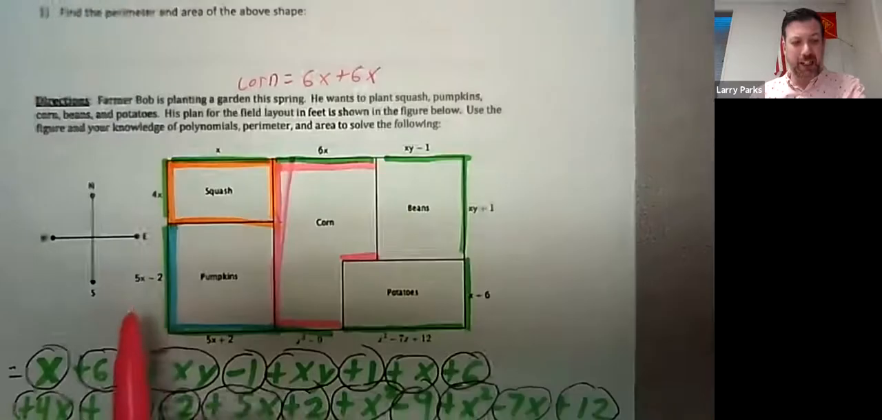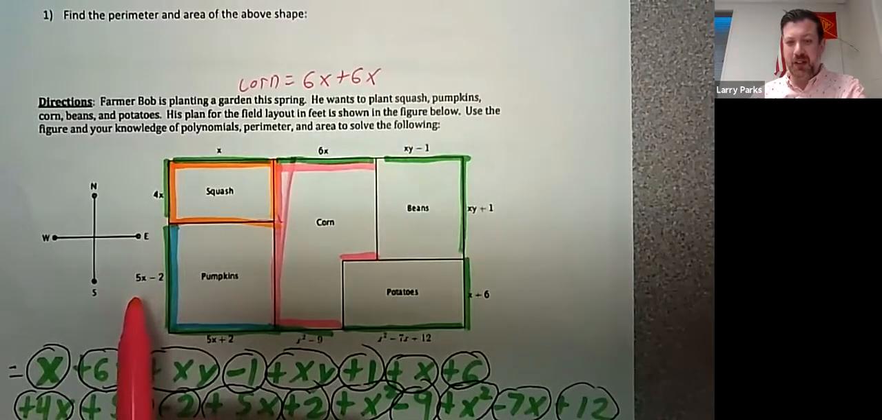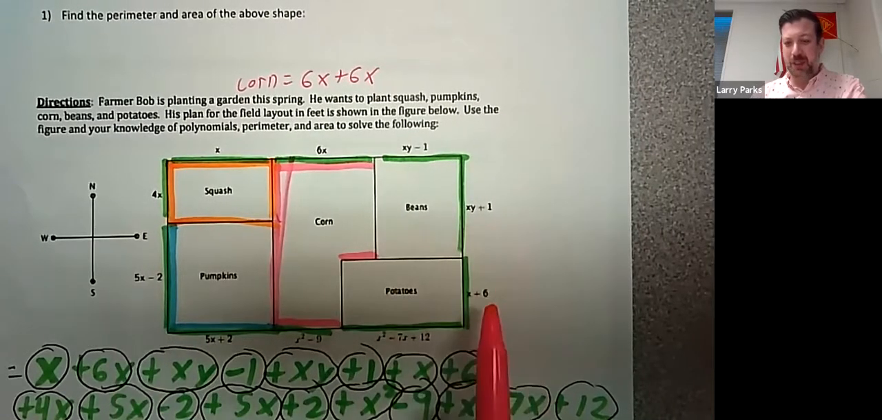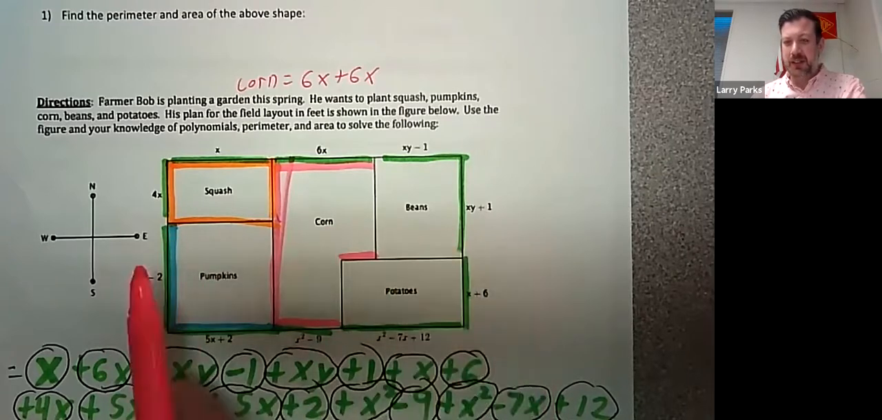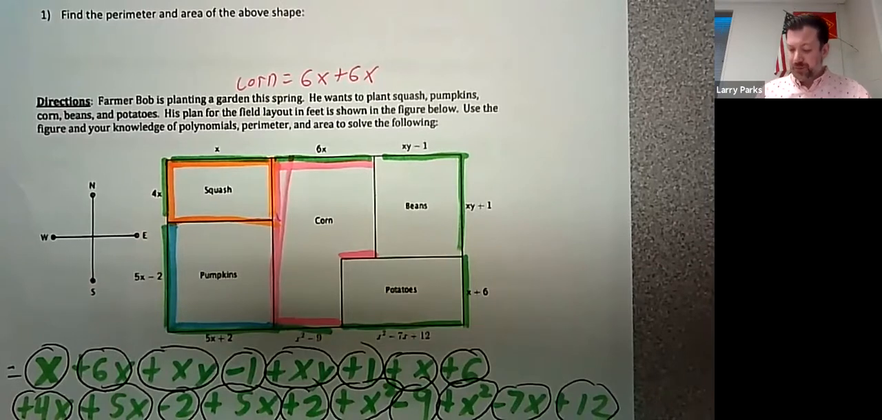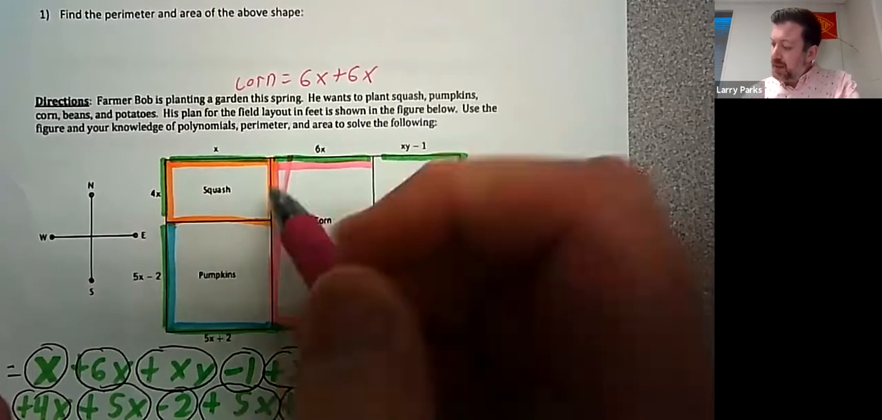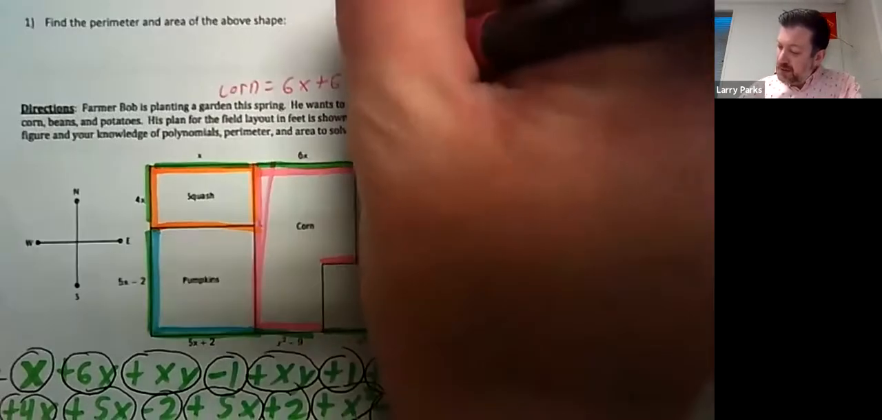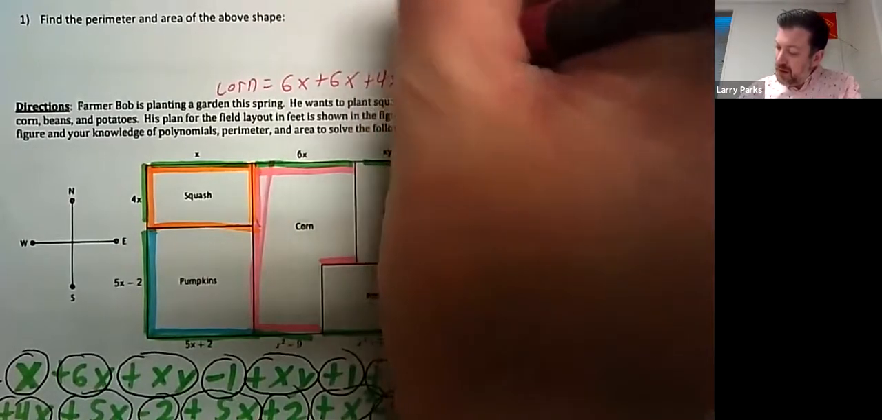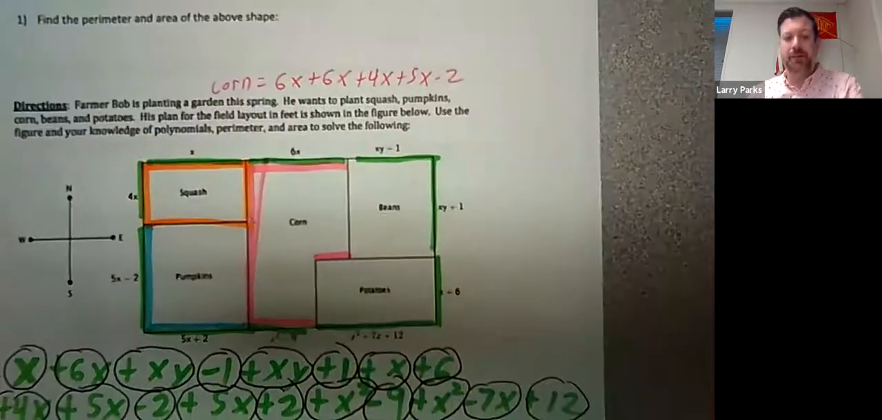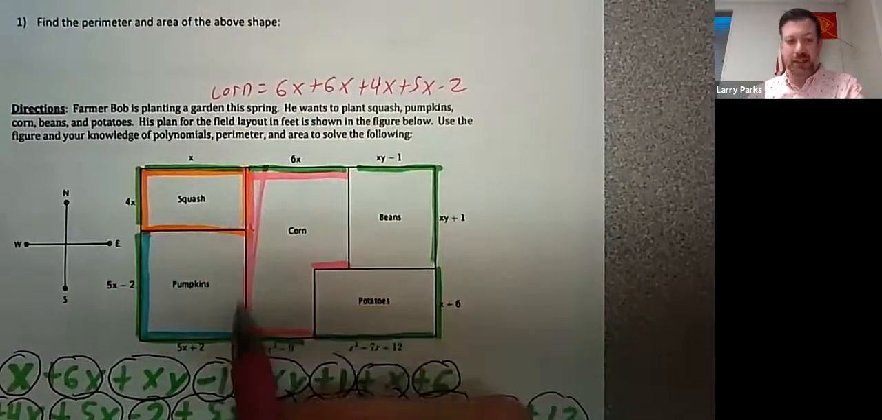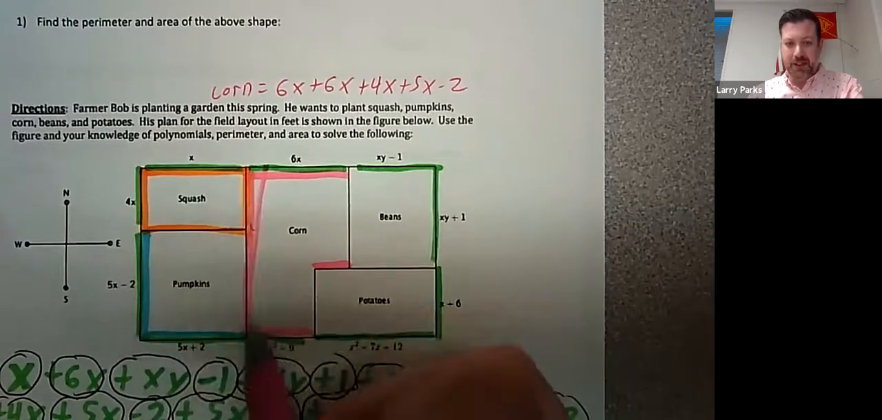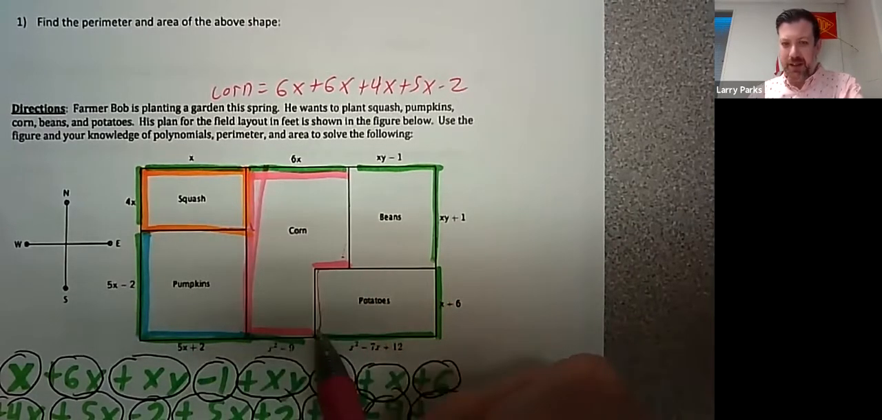do you go 4x plus 5x minus 2, or do you go xy plus 1 plus x plus 6? And there's really not a right answer there. So you pick. So those are going to be equivalent somehow because they're the same length. So I'm just going to pick the one on the left because it doesn't have x's. So this is 4x plus 5x minus 2. And if this is 4x plus 5x minus 2, then this is going to be 4x plus 5x minus 2.